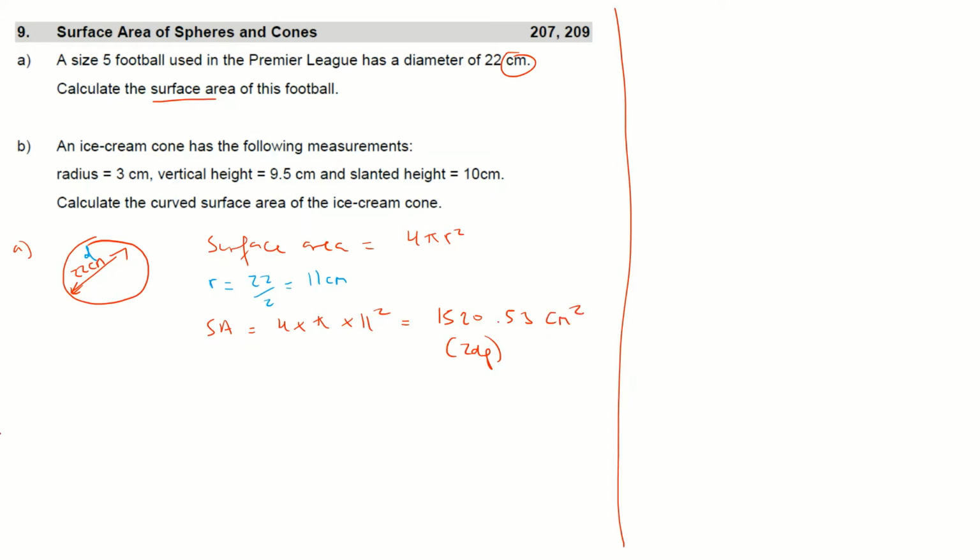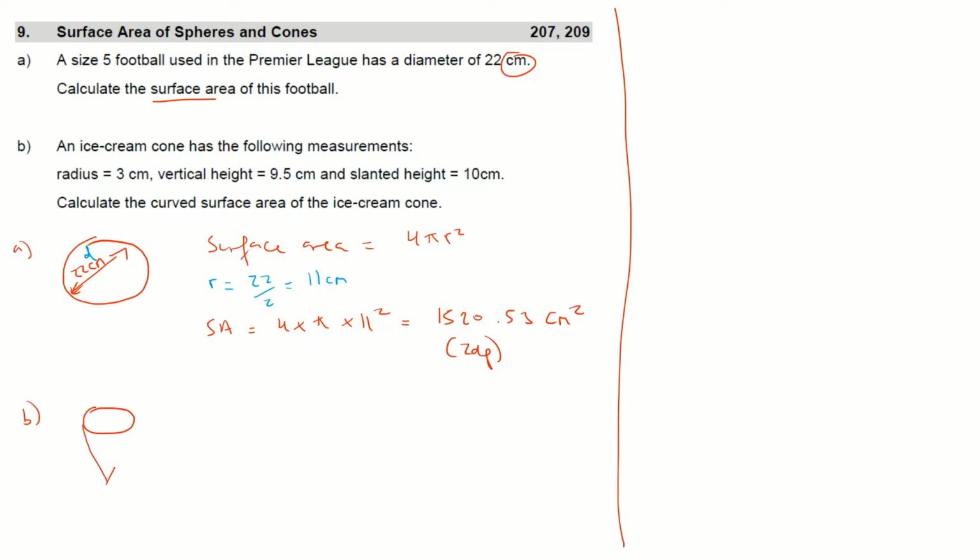Remember, because this is a surface area, it's going to be in centimeters squared. And then part B, an ice cream cone has the following measurements. Let me draw a cone. I know it's a cone, so remember, a cone has a circular entrance.